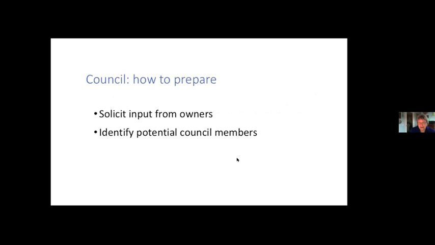A good idea is to do that maybe 3 months before the end of the year. Say, we're starting now to prepare for our AGM. Do you have any matters you'd like to see discussed at the AGM? Let council know and we'll talk about it. And also identify potential council members. Think about that ahead of time. Don't think about it the day of your SGM or your AGM.